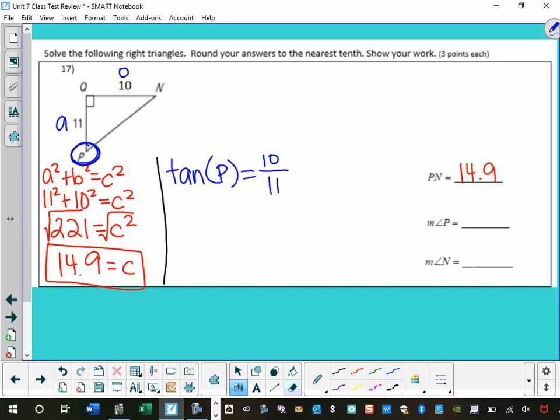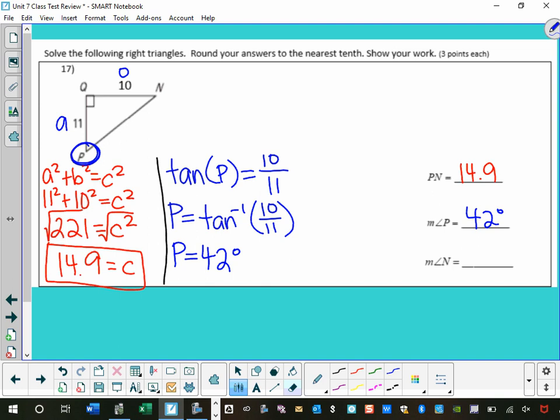Alright, so because I'm solving for the angle, I'm going to have to take the inverse of the trig function and then multiply it by 10 over 11. So what do you get for the inverse tan of 10 over 11? Alright, so we're rounding to the nearest whole number. So that angle is 42, right? Okay? You always round your angles to whole numbers.